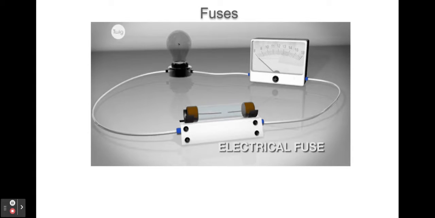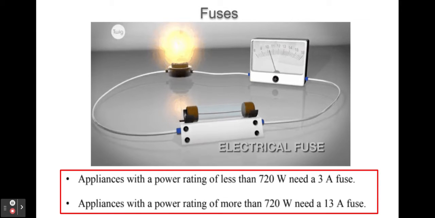Now, the two normal fuses that we use in our appliances in the UK are 3 amps and 13 amps. And as a general rule, appliances with a power rating less than 720 watts will need a 3 amp fuse, and appliances with a power rating more than 720 watts will need a 13 amp fuse.